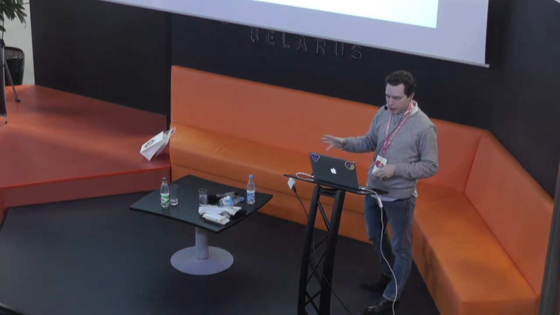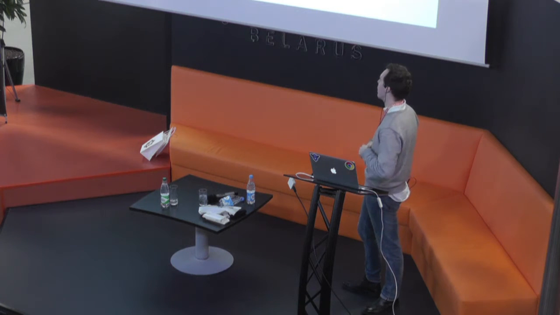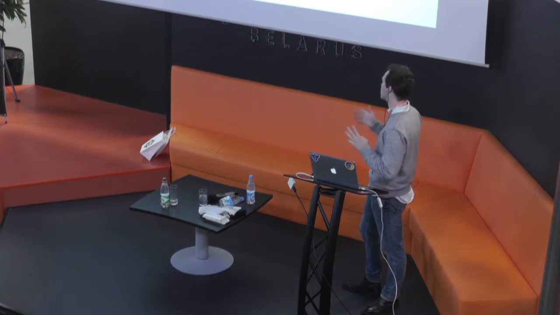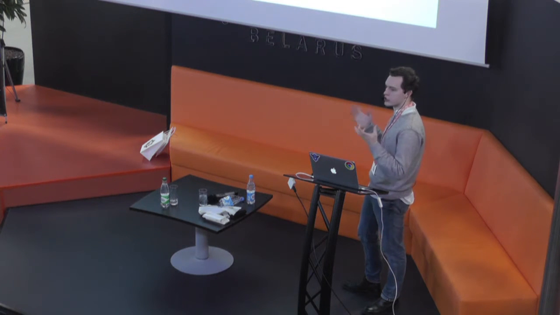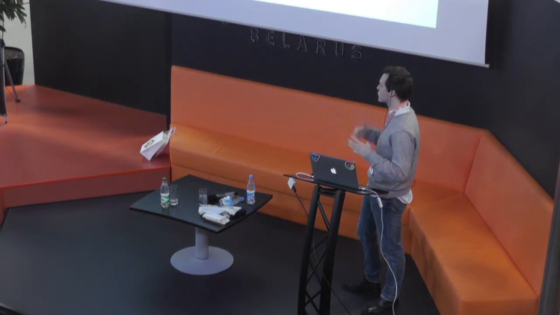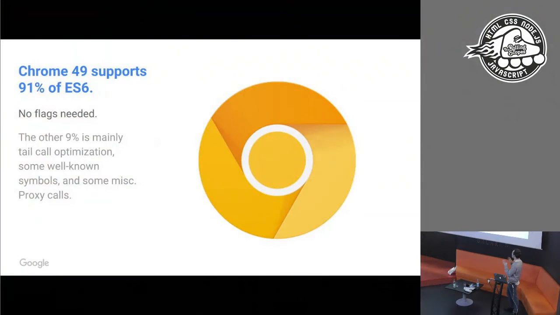So the missing 9% are a bunch of little things. There's tail call optimization. That's actually not quite so little. That allows you to create recursion that doesn't blow up your stack after you recurse too much. Some things related to well-known symbols, some miscellaneous proxy calls and traps. But really, the point of this slide is that that 9% is probably not the features that you're itching to use. So Chrome does support this stuff.